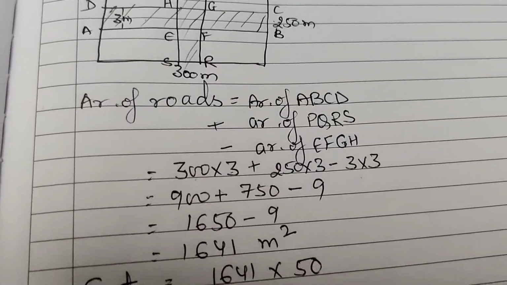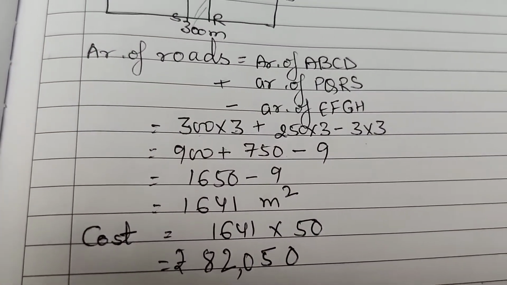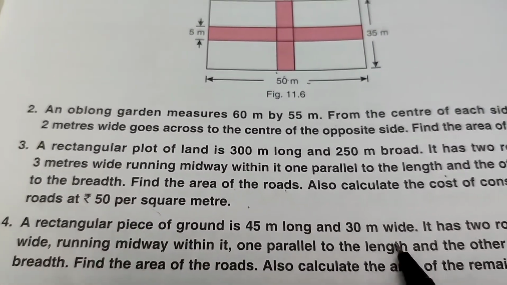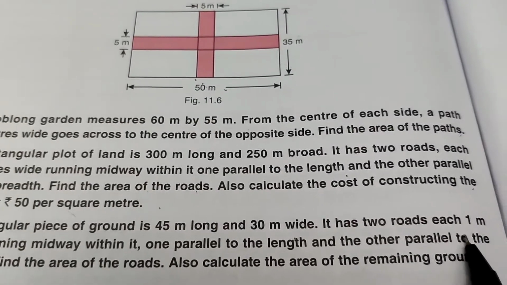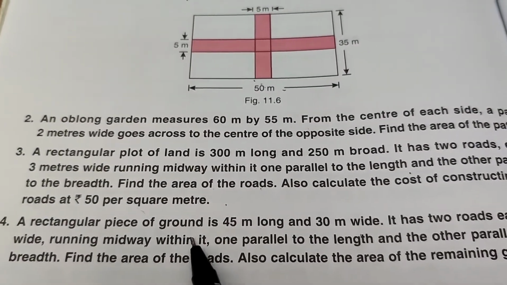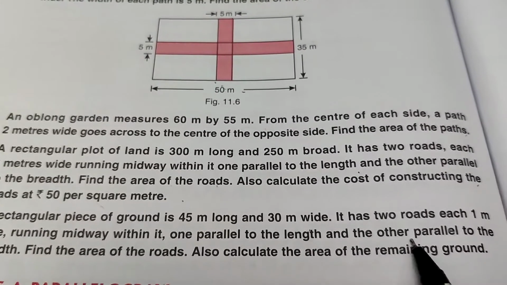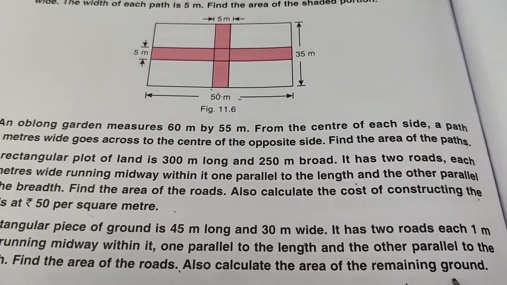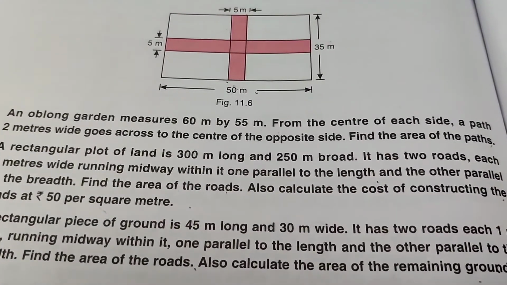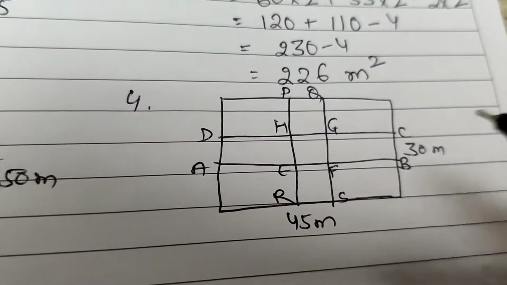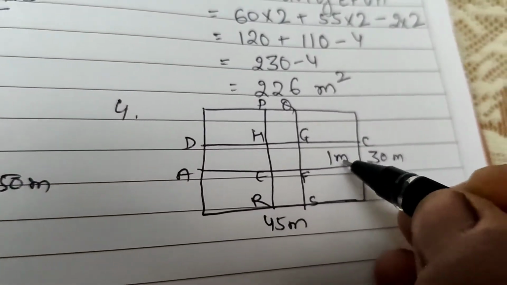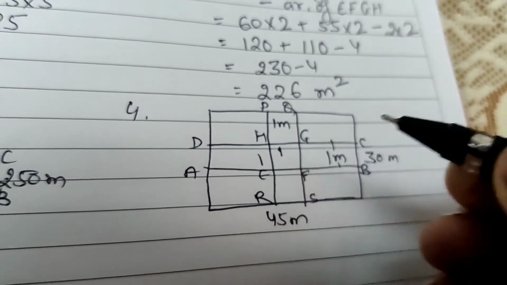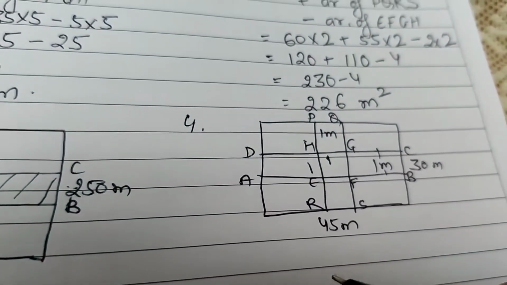And the last question, number 4, is: a rectangular piece of ground is 45 meter long and 30 meter wide. It has two roads, each 1 meter wide, running midway within it. One parallel to the length and other parallel to the breadth. Find the area of the roads and also calculate the area of the remaining ground. Same question. Okay. This is the figure. Roads are 1 meter broad. This is the 1 meter. So here is 1 by 1. Okay. Now find the area of roads.